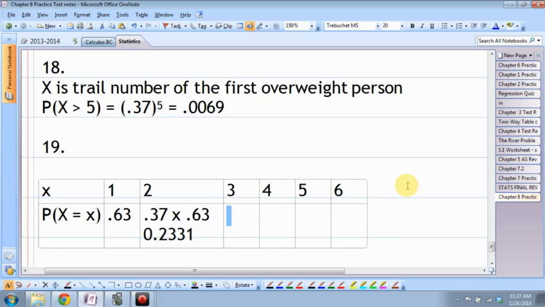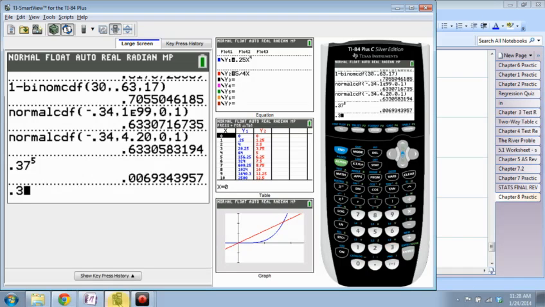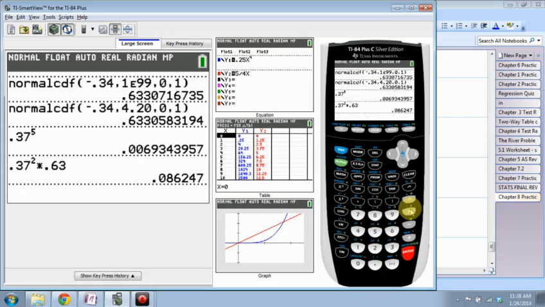And then this is going to be 2 failures followed by 1 success. So 0.37 squared times 0.63, right? Yeah, that's right. 0.0862.